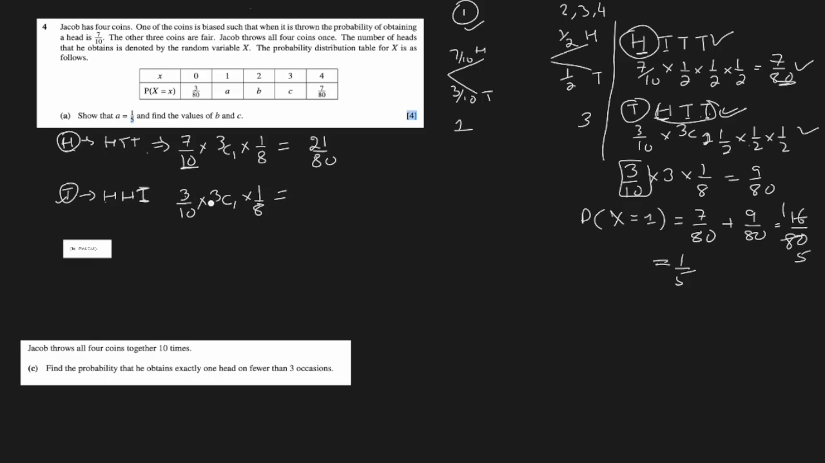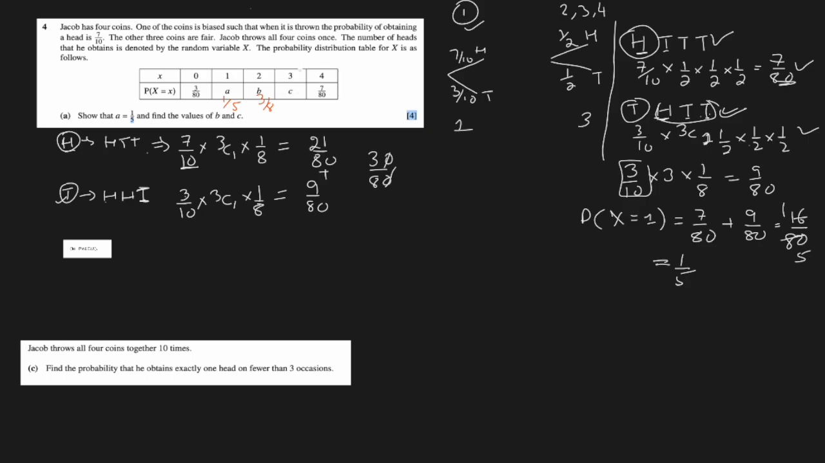So how much will that be? 3 times 3 divided by 80, 9 over 80. So add these two, it becomes how much? 21 plus 9, 30 over 80. So 0 and 0 cancel. 3/8 is the value of B. 3/8. This is 1/5. Okay.